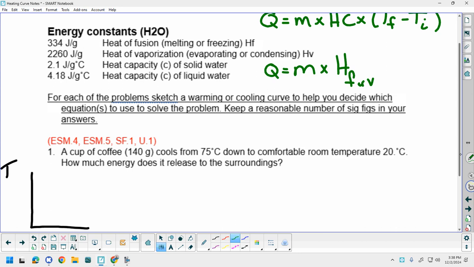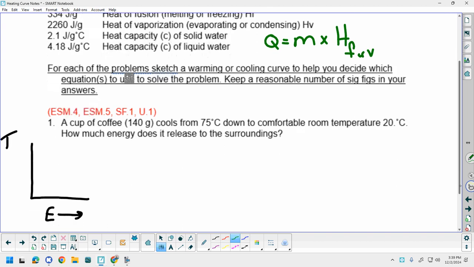To warm or cool solid water, i.e. ice, takes 2.1 joules per gram degree Celsius. But to warm or cool liquid water, it takes 4.18 joules per gram degree Celsius. Again, very different values there. Okay, let's look at question 1 together.